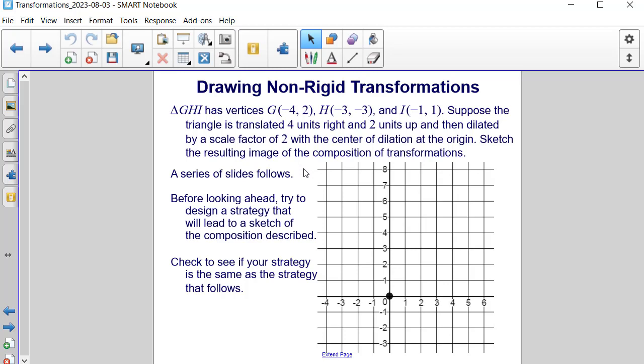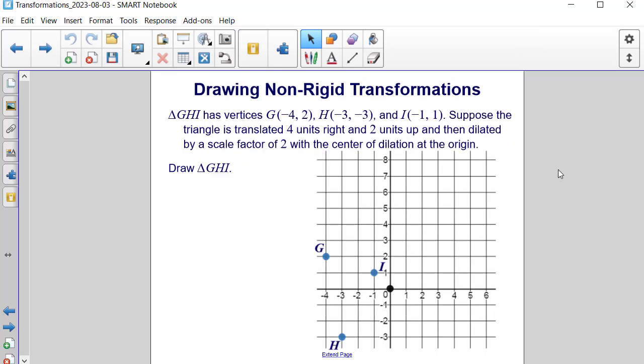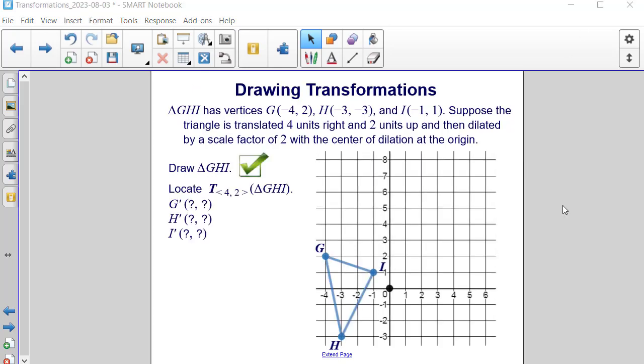A series of slides will follow. Before looking ahead, try to design a strategy that will lead to a sketch of the composition described, and then check to see if your strategy is the same as the strategy that follows. The first step is to draw a triangle GHI. So point G is at (-4, 2), point H is at (-3, -3), and point I is at (-1, 1). We can connect the points that we just graphed to form triangle GHI.